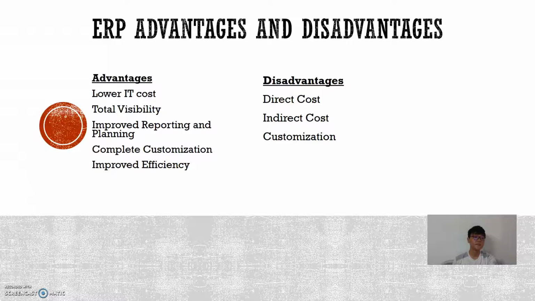And the third one, improved reporting and planning. Implementing an ERP suite across the departments means your organization has a single unified reporting system for every process. By having a single source of information, an ERP system can readily generate useful reports and analytics at any time.